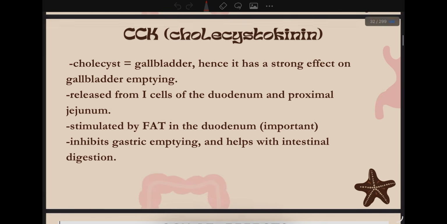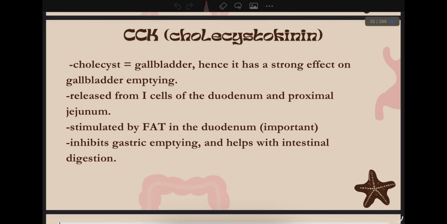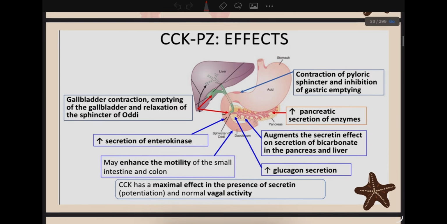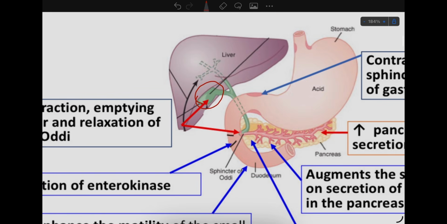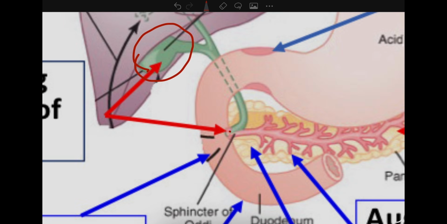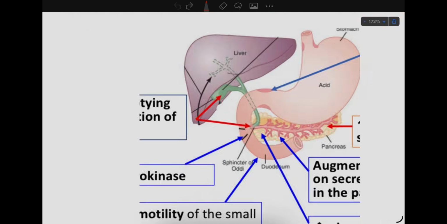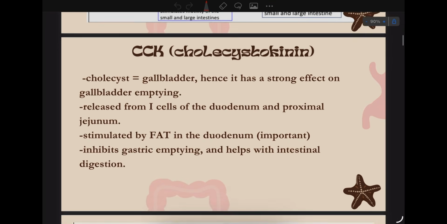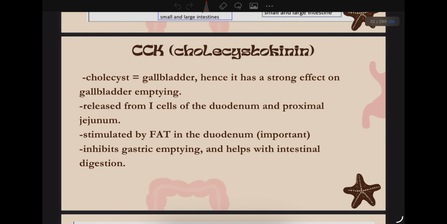Now we have CCK, cholecystokinin. Cholecyst means gallbladder, so its main effect is gallbladder emptying. What do we mean by gallbladder emptying? Basically, we are causing contraction of the gallbladder itself. And here we have a small sphincter called the sphincter of Oddi that prevents the bile from reaching the duodenum when it's secreted from the gallbladder. So what will it do? It will relax the sphincter and contract the gallbladder. Very easy.